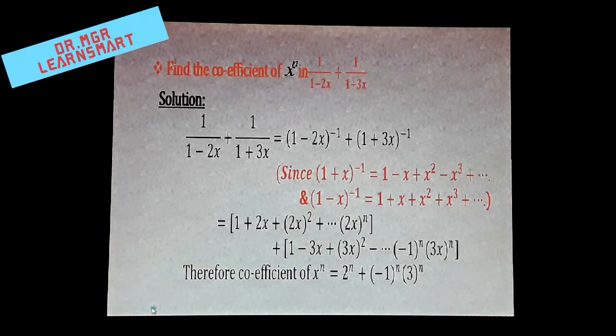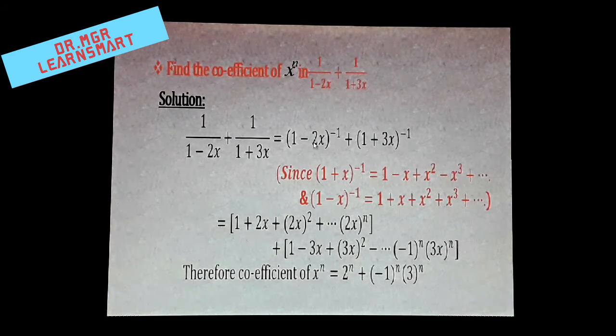Next question: find the coefficient of x power n in 1/(1 minus 2x) plus 1/(1 plus 3x). Here also, same as the previous cases, we have taken the denominator term to the numerator, that is (1 minus 2x) the whole power minus 1 plus (1 plus 3x) the whole power minus 1. Here you see, both expansions you have to compare with two different standard expansions. This one we can compare with (1 minus x) the whole power minus 1. This one we can compare with (1 plus x) the whole power minus 1.